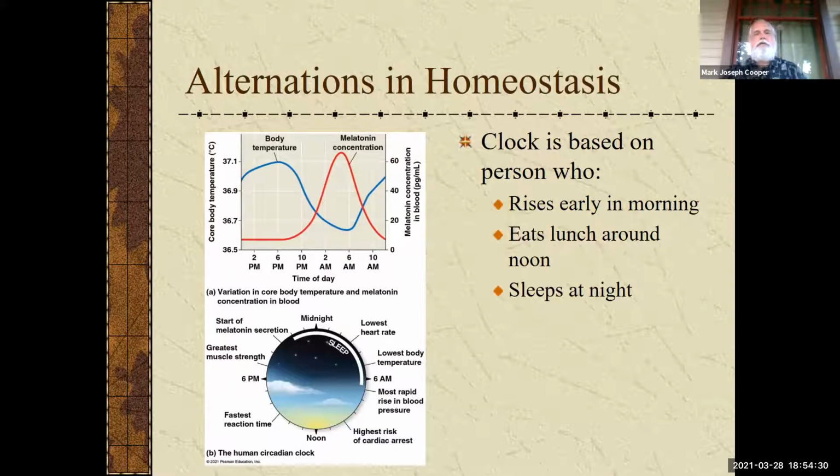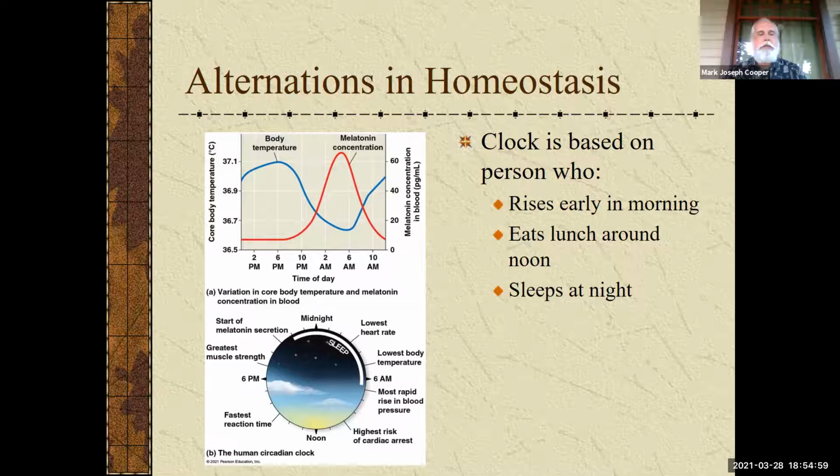Homeostasis, what they're finding out has some variances. And we have these daily cycles, circadian rhythms, and the new data on this is really that these rhythms are kind of deciding homeostasis. And so here they have a picture of a clock, and it's kind of cool: lowest heart rate, highest risk of heart attacks, fastest reaction time, greatest muscle strength.